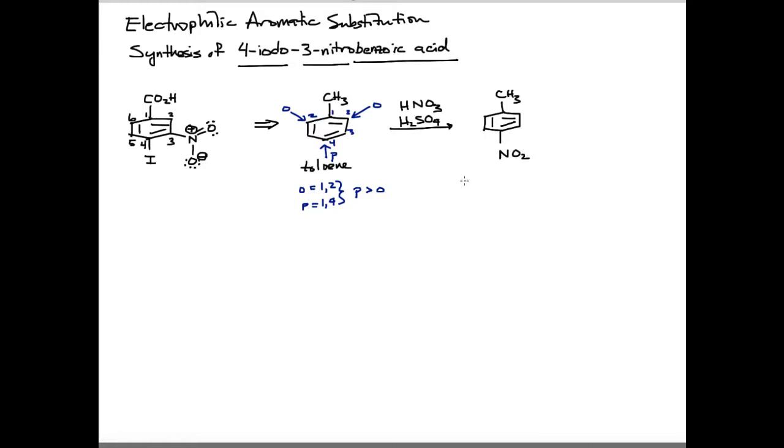So the next question is obviously we need a nitro group at the 3 position and we need an iodine at the 4 position. So how does this help us? Well, we can use this nitrogen to our advantage. Right now, if we were to determine how the next substituent is going to go into the ring, this methyl group is still going to direct ortho.